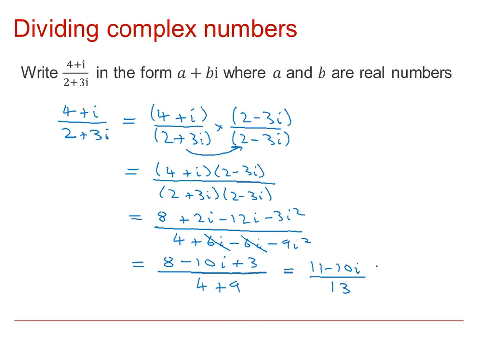But the problem was to write the answer in the form a plus bi, where a and b themselves are real numbers. So we just need to take this a step further and separate this into the real part, which is 11 13ths, and the imaginary part, which is minus 10 13ths i. So make sure, if required in the question, you give the answer in the form that is expected.